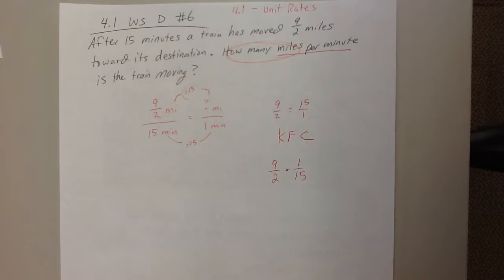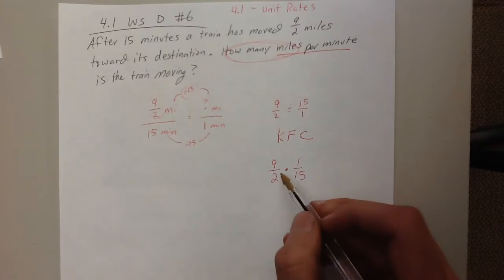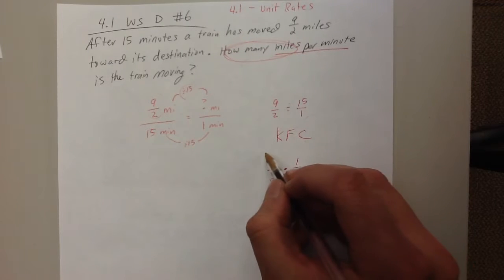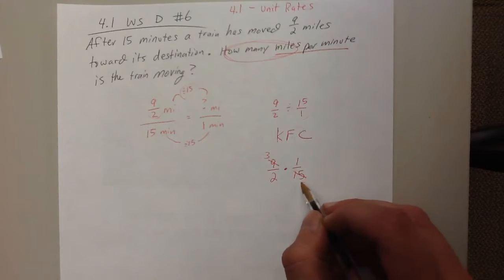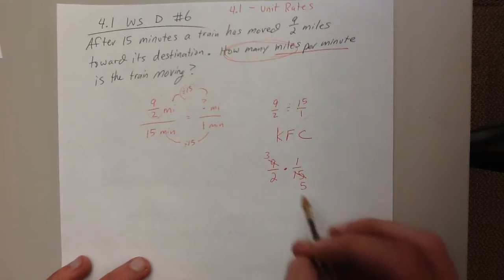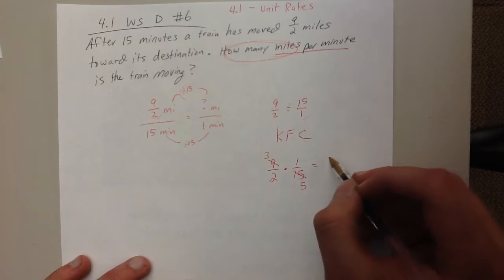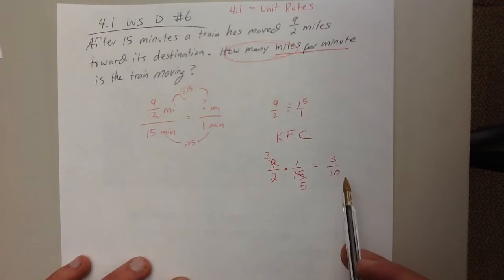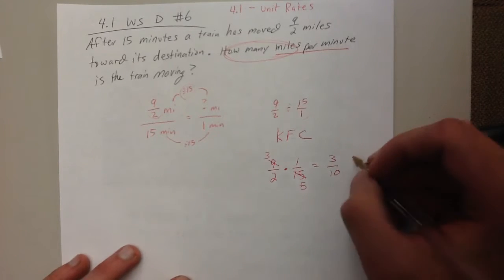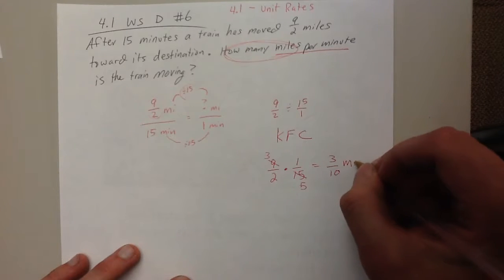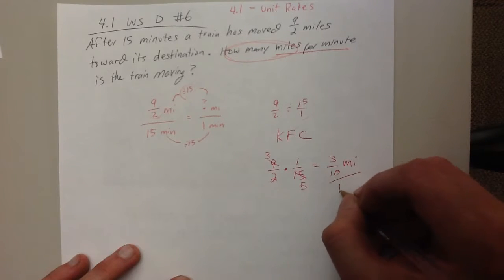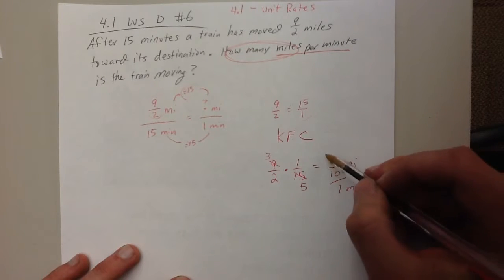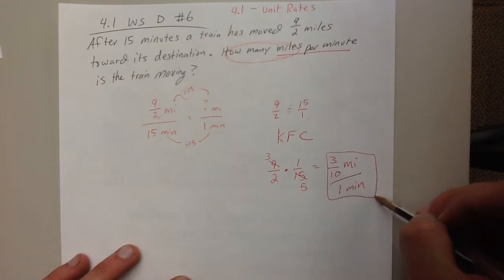Okay, I can cross simplify because 9 and 15 are both divisible by 3. I know 9 divided by 3 is 3, and 15 divided by 3 would be 5. Now I can multiply the numerators. 3 times 1 gives me 3, and 2 times 5 is 10. So I'm left with 3/10 mile for every 1 minute. 3/10 of a mile for every 1 minute. That's how fast the train is traveling.